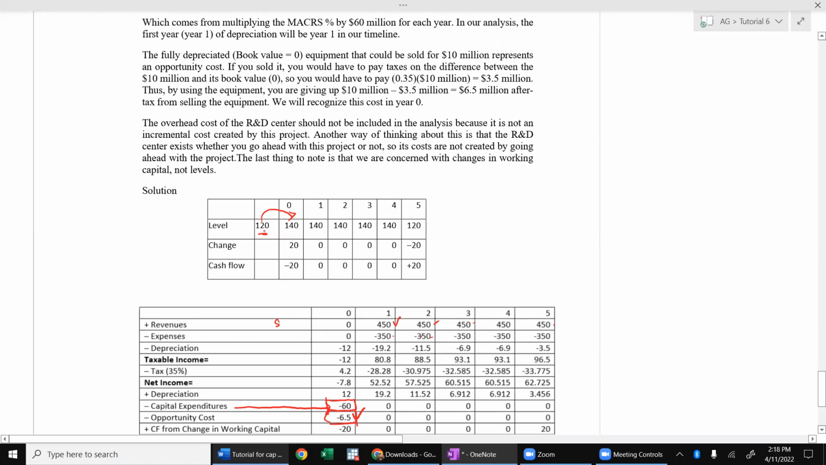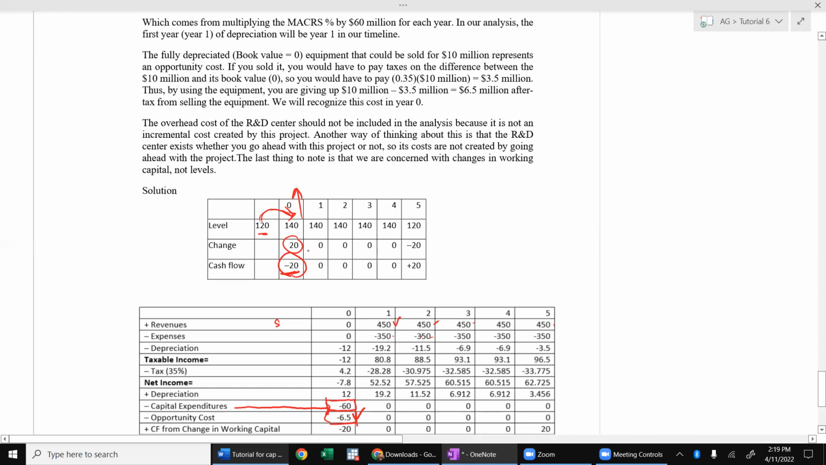So capital level increased from 120 to 140. So we need more funds to buy an extra 20 million worth of working capital. We will buy, so when we buy this, it means that it will be an outflow. By starting this project, our working capital will increase. When it increases, it means we will need more funds, and more funds mean an outflow. So an increase in working capital is an outflow.